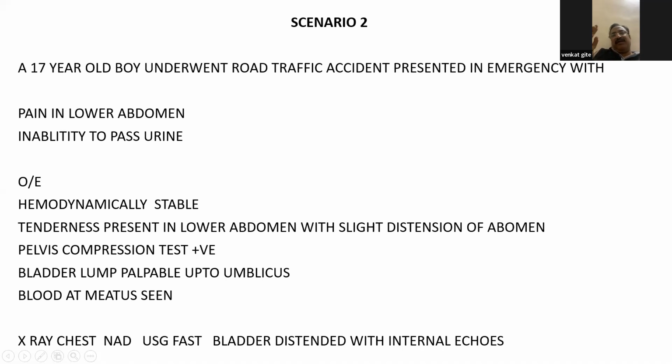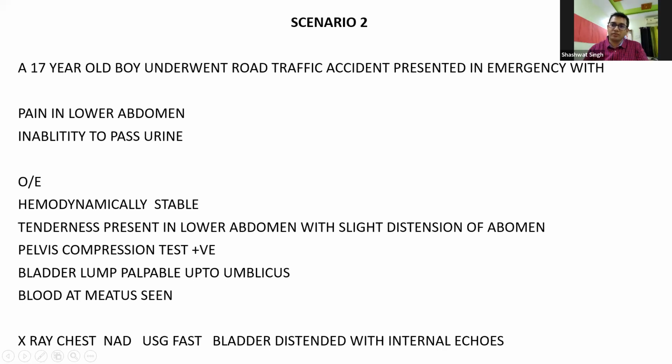First investigation in my mind theoretically is RUG. Yes, sir. RUG will give me assessment whether there is a complete rupture or partial rupture. Tear is complete or partial. If it is a partial, then I may try to bridge this tear site with a gentle attempt of peruretheral catheterization. Yes, sir. Primary realignment is another indication if the patient is hemodynamically stable. Otherwise, if there is a complete rupture and blood at meatus, direct SPC.